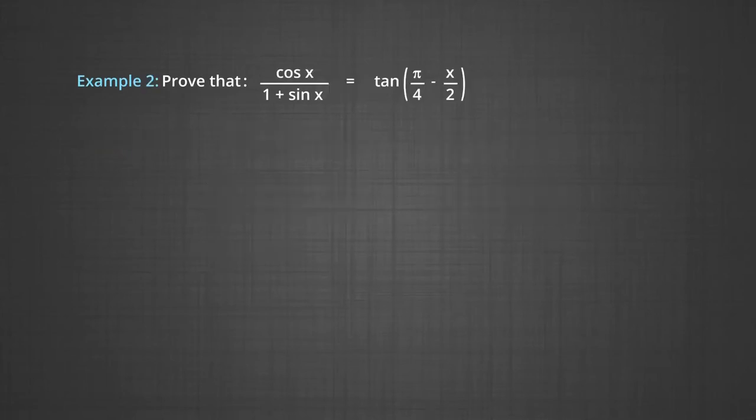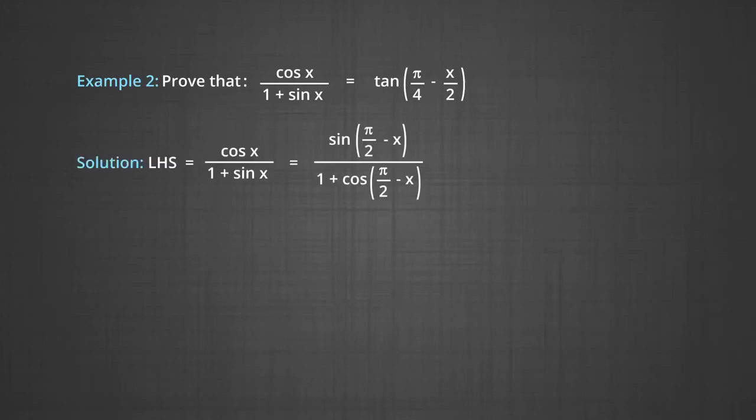Now, example 2, we will prove cos x upon 1 plus sin x is equal to tan of pi by 4 minus x by 2. This is a very important identity. Left hand side is cos x upon 1 plus sin x. Now, cos x can be expressed as sin of pi by 2 minus x in the numerator, and in the denominator, we replace sin x by cos of pi by 2 minus x.